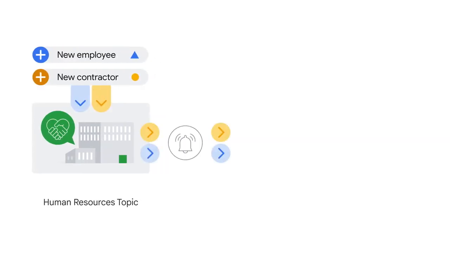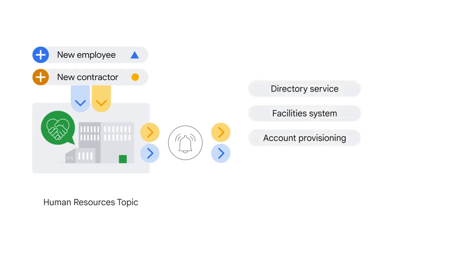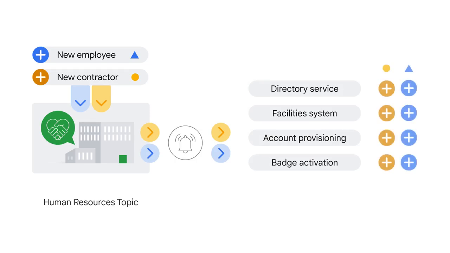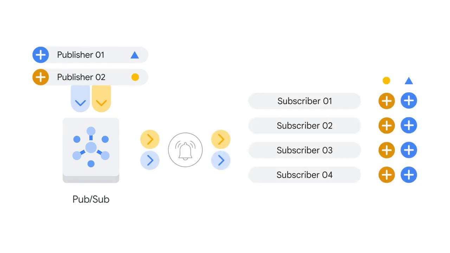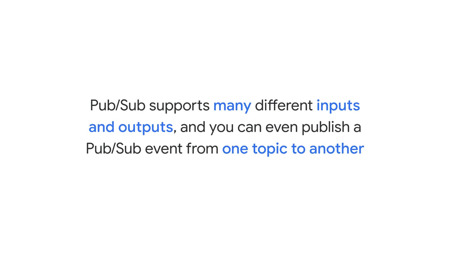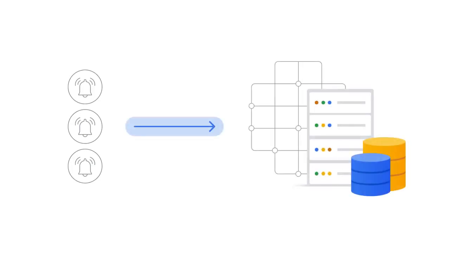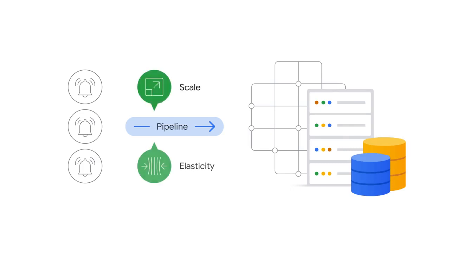After PubSub receives the message, downstream applications like the directory service, facilities system, account provisioning, and badge activation systems can all listen and process their own next steps independent of one another. PubSub is a good solution to buffer changes for loosely coupled architectures, like this one, that have many different publishers and subscribers. PubSub supports many different inputs and outputs, and you can even publish a PubSub event from one topic to another. The next task is to get these messages reliably into our data warehouse, and we'll need a pipeline that can match PubSub's scale and elasticity to do it.